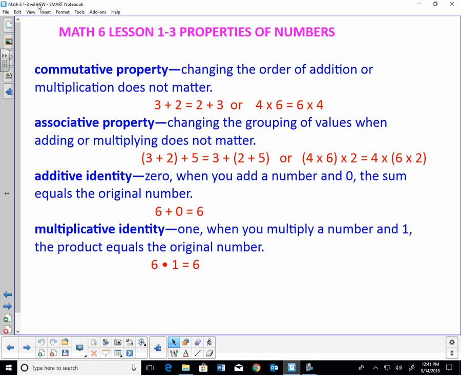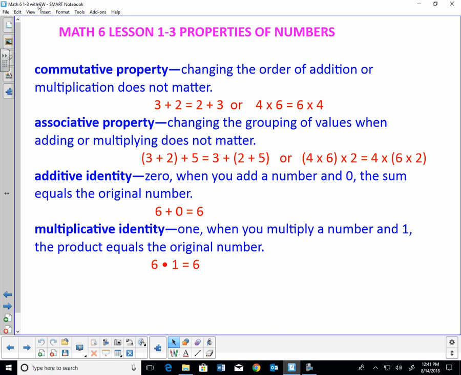Only works with addition and multiplication. It does not work with subtraction and division. You cannot change the order of subtraction and get the same answer. You cannot change the order of division and get the same answer. You can't group division differently. You cannot group subtraction differently. Only addition and multiplication.